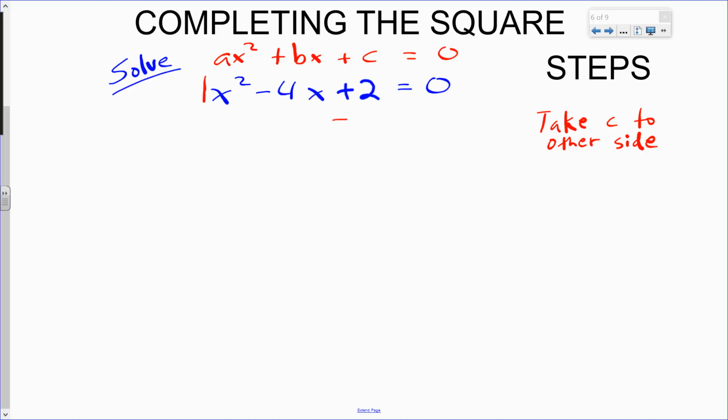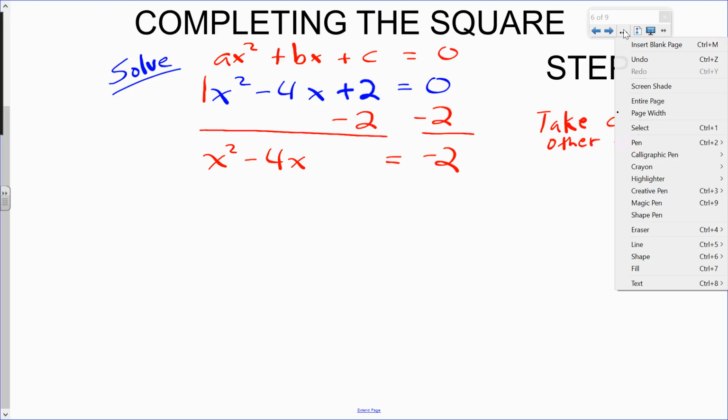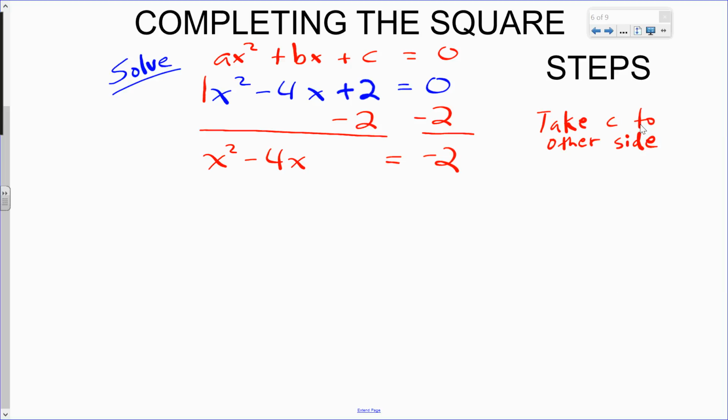Look at that c. I'm taking c to the other side, but I have to do it in such a way that I do something to both sides of the equation. Okay, watch what happens. I have x squared minus 4x equals -2. Okay, no harm, no foul, no bloodshed yet. Nothing too scary, right? That wasn't that bad. Everyone's okay. You guys are still alive.